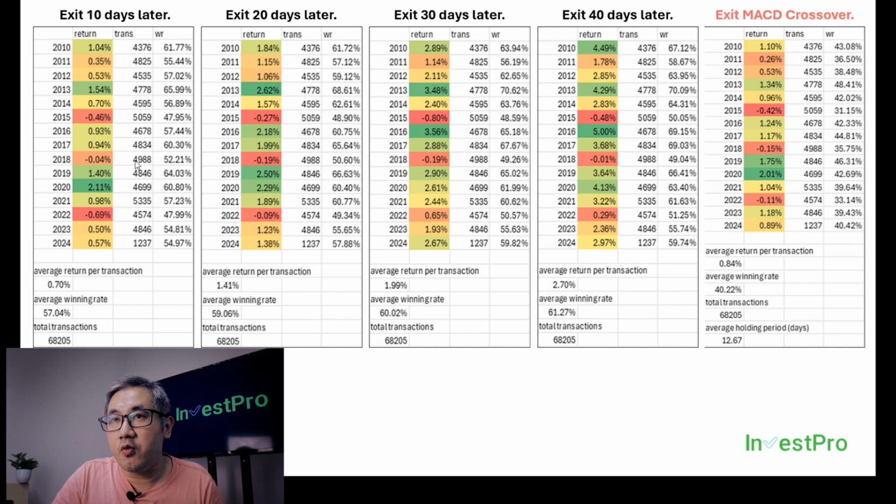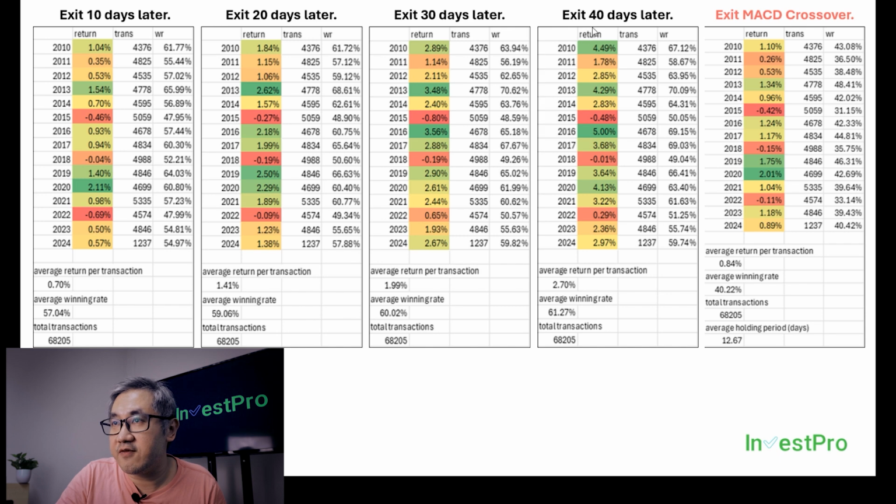But I would say when you exit 20 days, 30 days, or 40 days later, it's very obvious that exiting 20, 30, or 40 days are the winners here because the average return per transaction is 1.4%, compared to exiting with the MACD crossover, only 0.84%. So this is almost double, I would say. But the winning rate is also an obvious winner over here. And the same thing happens for exiting 30 days and 40 days later.